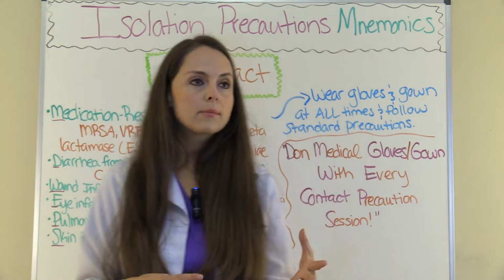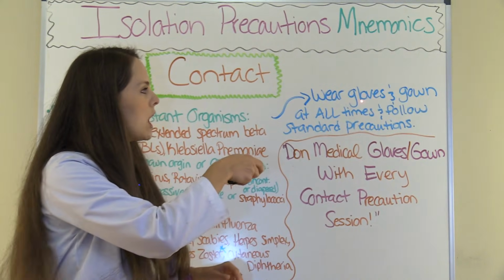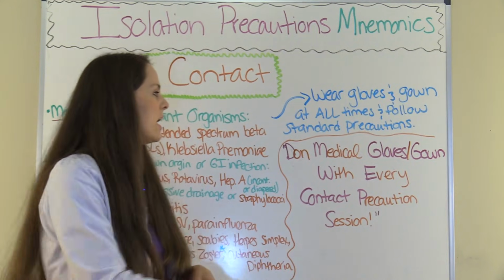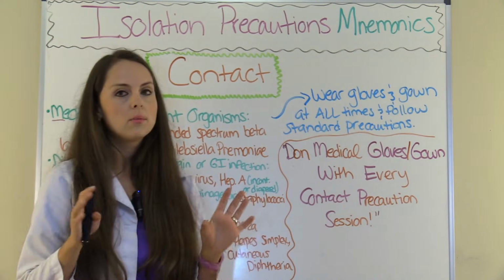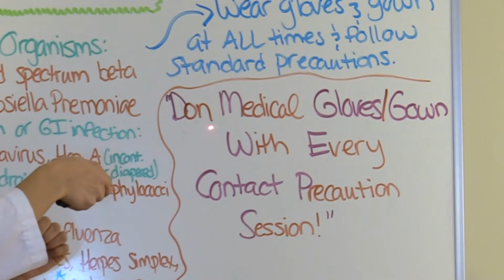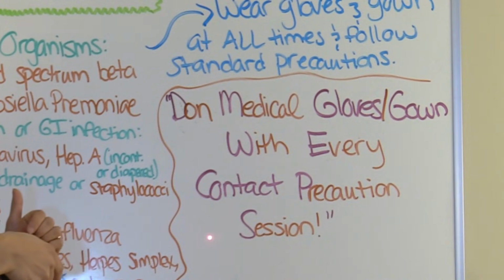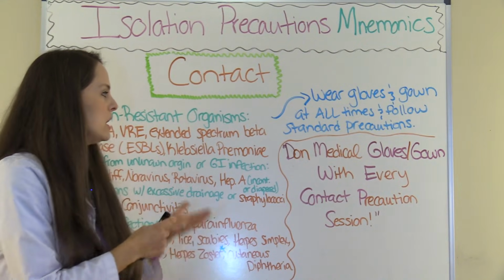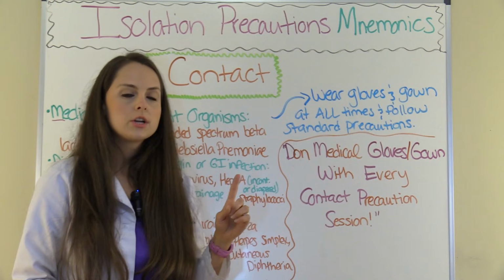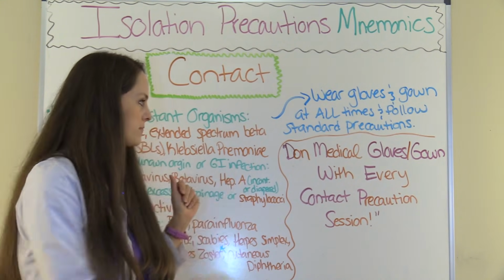Now, with contact precautions, your special PPE, you wear at all times, are gloves and a gown, and you'll follow standard precautions with these patients. Okay, so here, let's go over this mnemonic to help you remember this material. Remember, don medical gloves and gown with every contact precaution session. Okay, so Don tells us diarrhea, unknown origin, or GI infections like the C. diff, the norovirus, or the rotavirus.